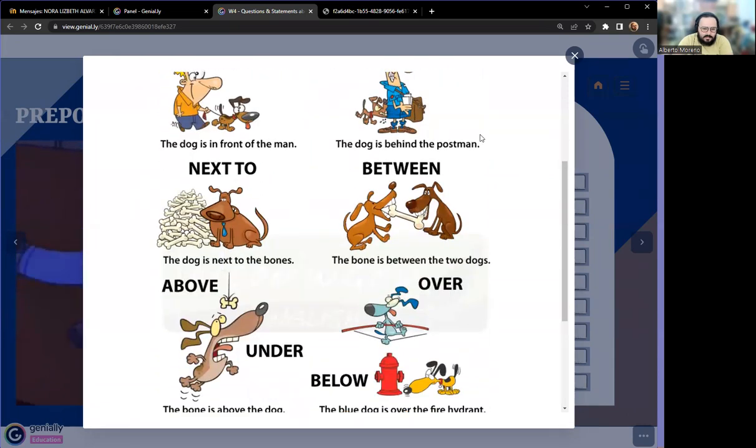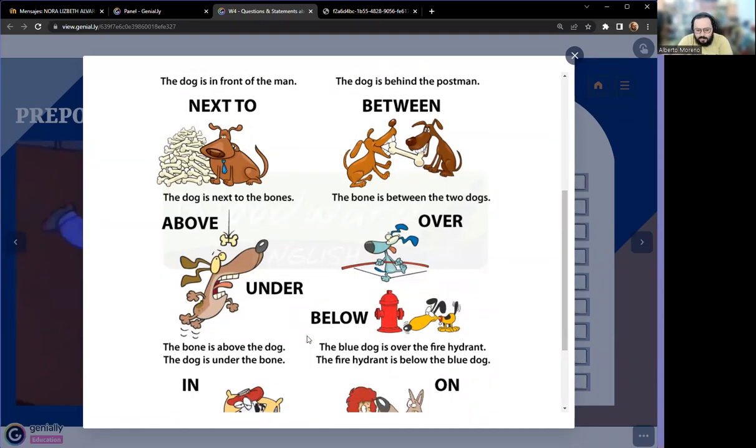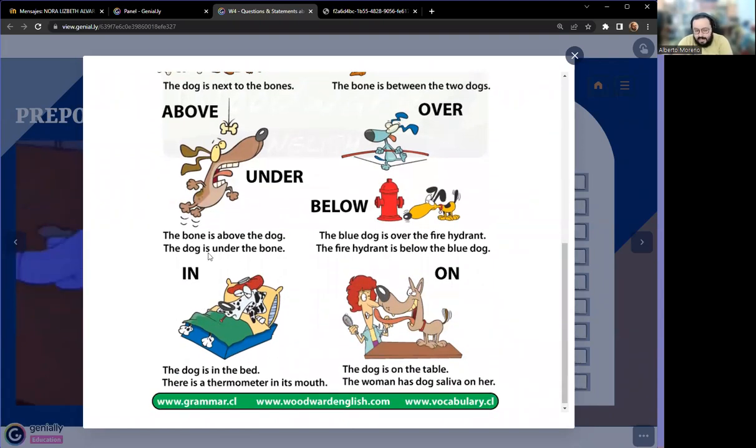Enfrente, atrás, a un lado, en medio, sobre y debajo, o arriba y debajo, sobre y por debajo, adentro y, en, in para hablar de que algo está adentro de, y on para hablar de que algo está sobre la superficie de la mesa o de la piel, como en este ejemplo.